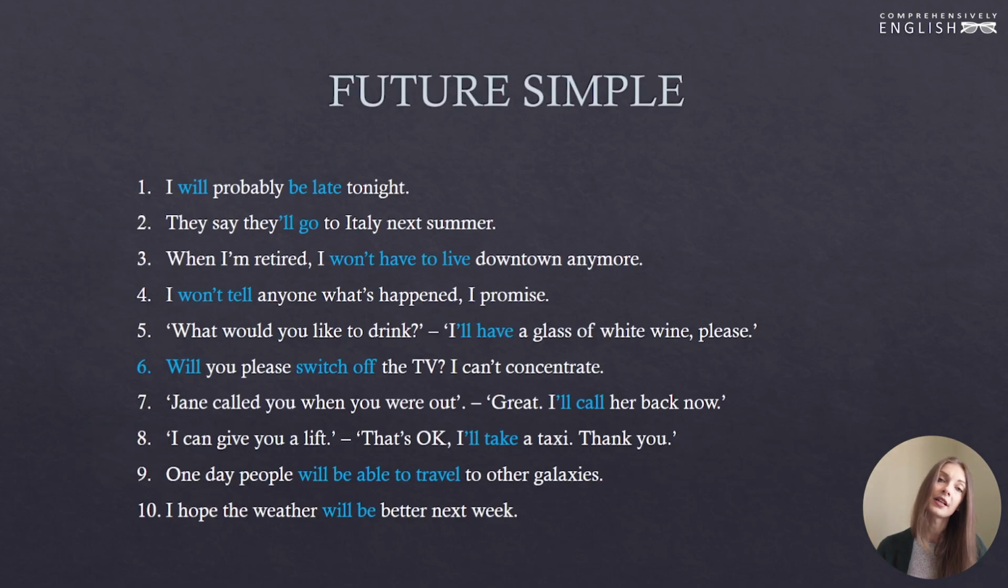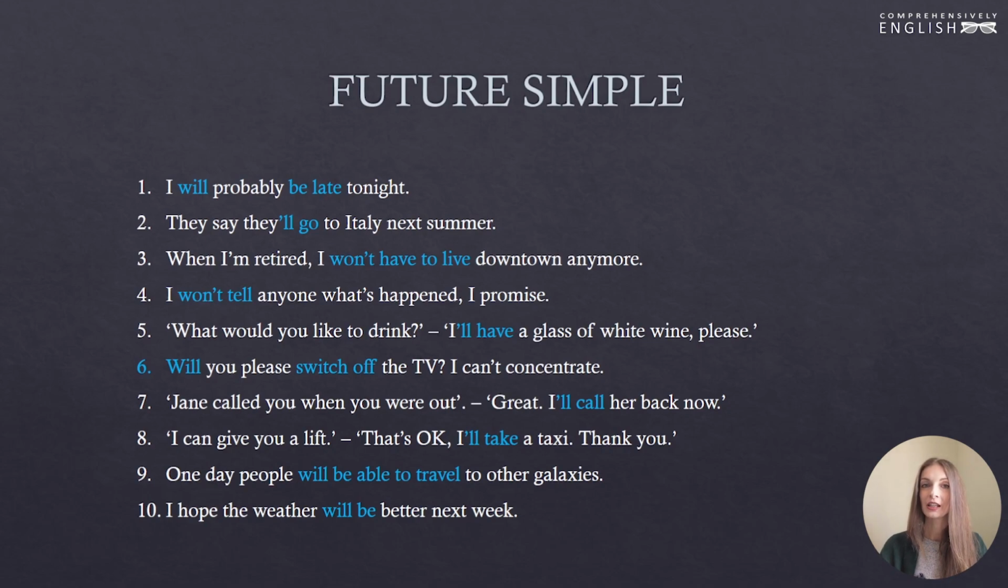Let's look at some more examples of the future simple tense. I will probably be late tonight. This is not something that I can know for sure. They say they'll go to Italy next summer. Who knows what happens? When I'm retired, I won't have to live downtown anymore. It's a distant future, so who knows? I won't tell anyone what's happened, I promise.